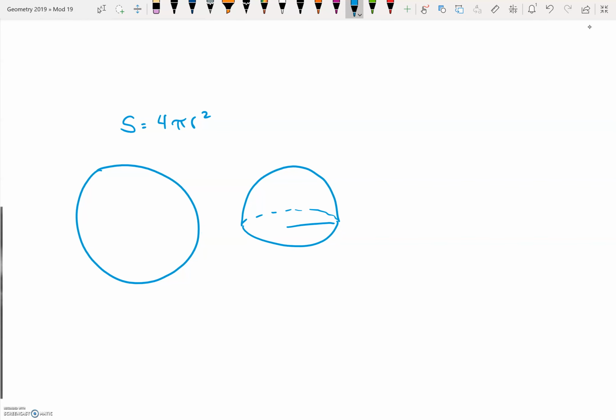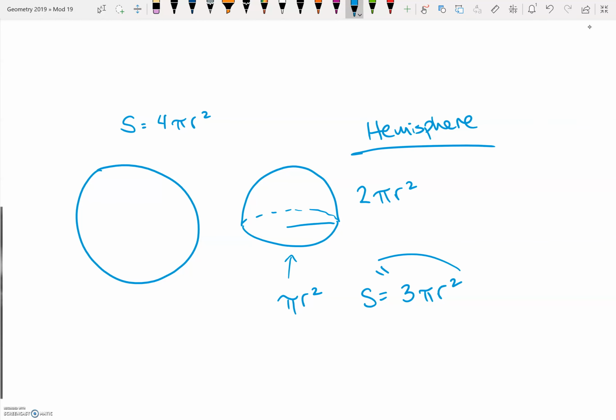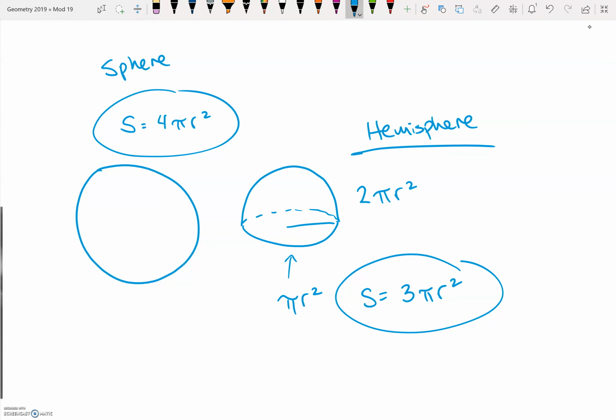Well, you could think of the top half of a sphere, or of a hemisphere, is a sphere. So the top part is 2 pi r squared, because it's half of a sphere. But then we also have to add on the circle on the base, which is pi r squared. And what's 2 pi r squared plus pi r squared? Well, that equals 3 pi r squared. So the surface area of a hemisphere is 3 pi r squared, and the surface area of a sphere is 4 pi r squared. Let's go ahead and use that in some problems.